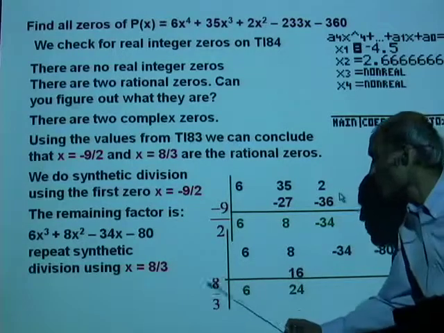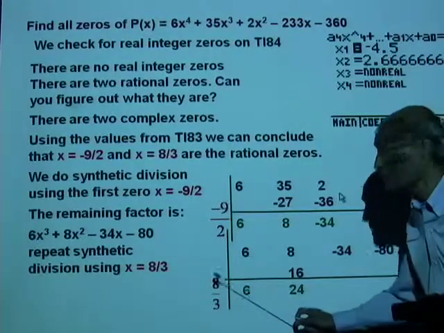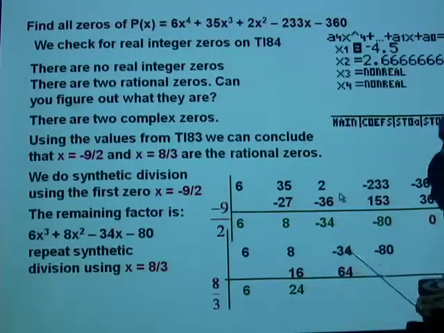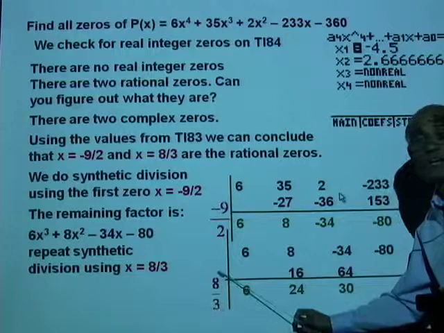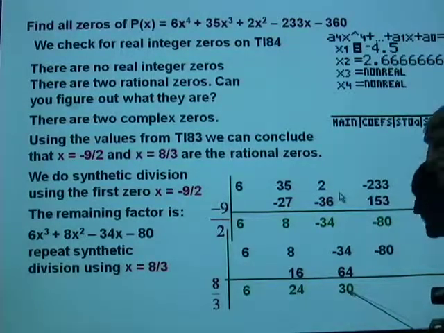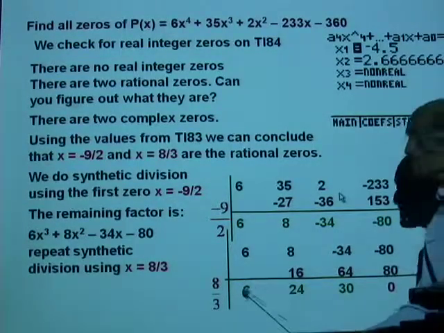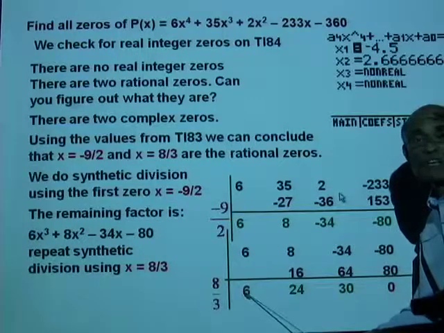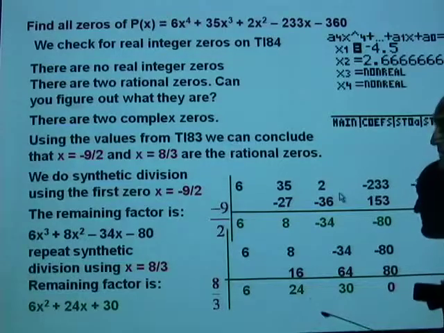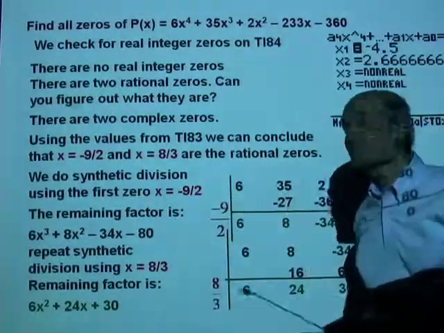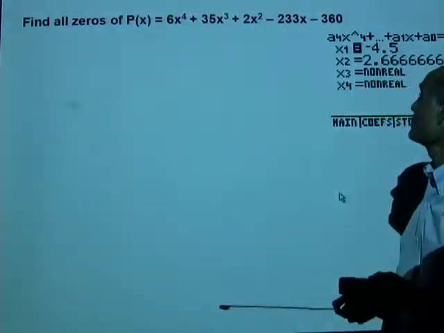And multiply 24 with 8 third. 3 goes in 24 8 times. 8 times 8 is 64. Adding gives you 30. Multiply 30 times 8 third. 3 goes in 30 10 times. 10 times 8 is 80. Now we get 0. That means the remaining factor is 6x squared plus 24x plus 30. That's right. And now we need to find the complex zeros of that part.